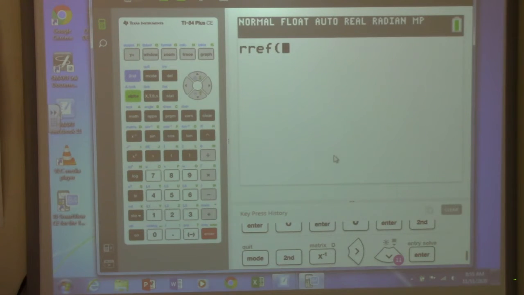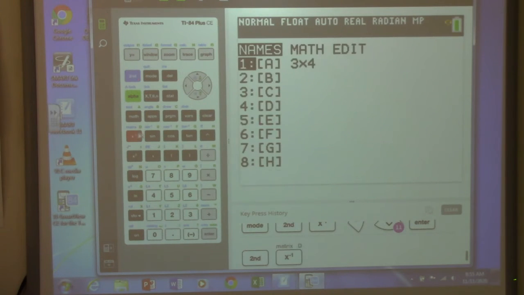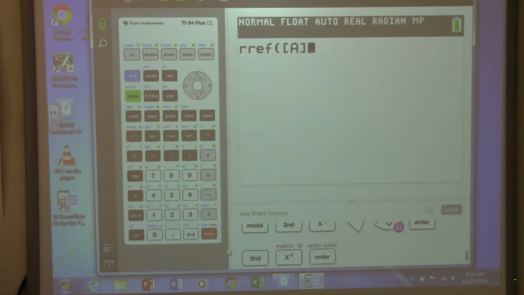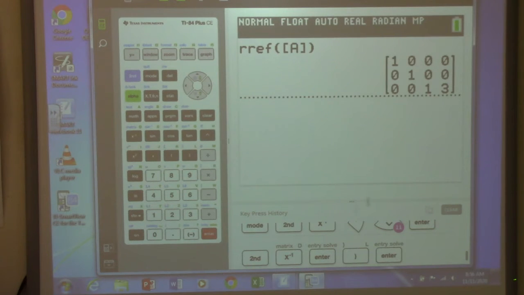So do you have that? Yep. Okay, we're almost done here. What you do is you go to second, matrix, and then you're at names right here, you press enter twice. And then the last thing you do is you press a closing parenthesis right there. So you should have that right here, is that right? Yeah. Okay. Next thing you do is you press enter in the calculator, and you have your answers. That's what you had up there.